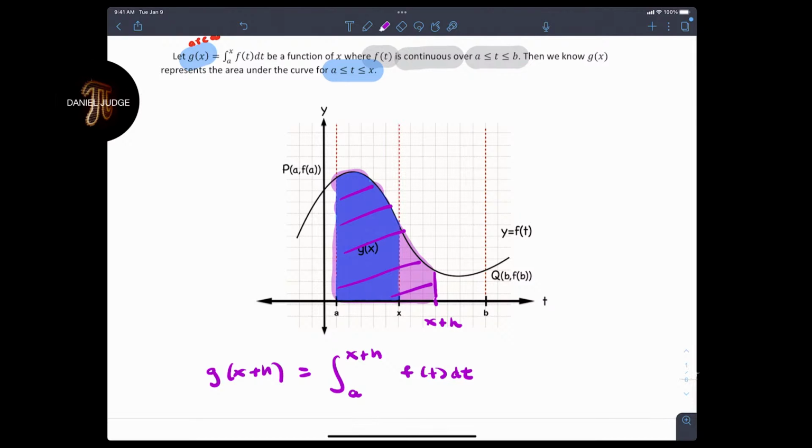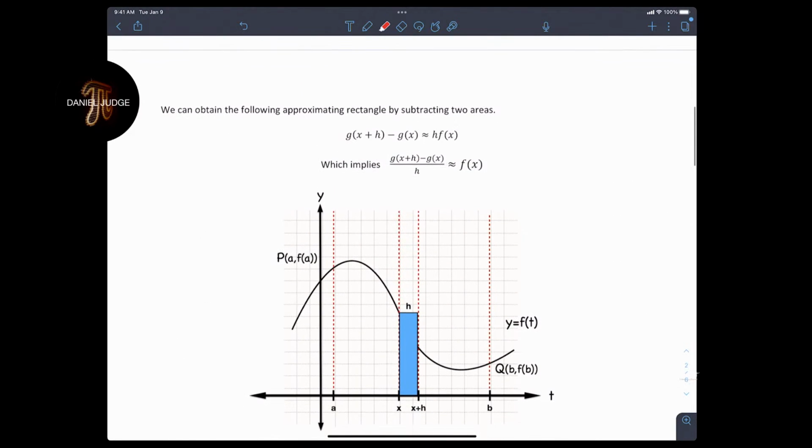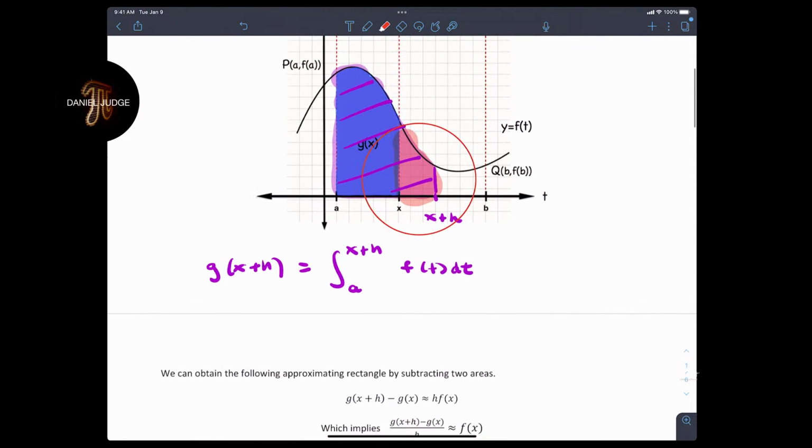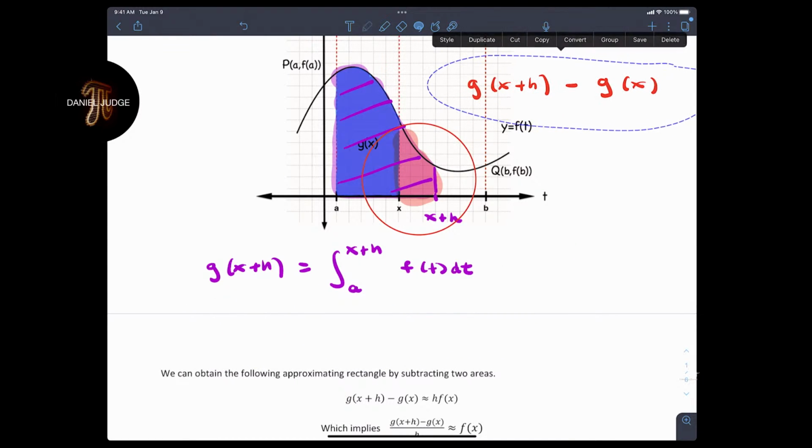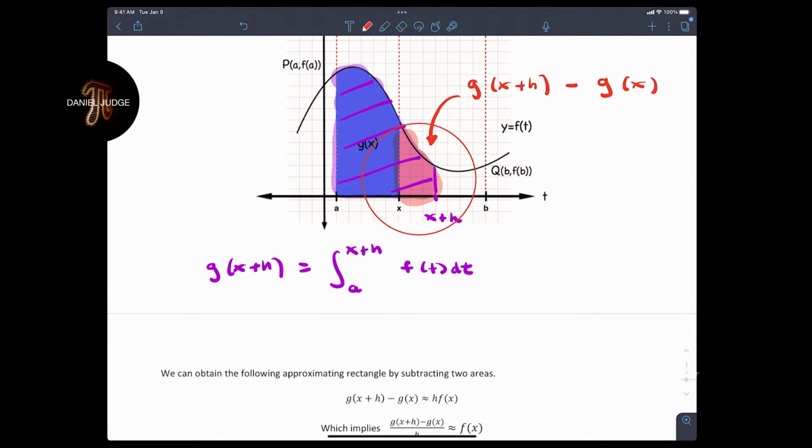Now, the reason I do this is because what I want to focus on is this portion of the curve here. I want you guys to focus on that middle portion in red, because I'm going to define how we get that portion. This red portion is the area from x to x plus h. Now, we'll obtain this by subtracting the two areas. To get that red area, it is simply the x plus h area in purple minus the g of x area. This is the difference that I'm describing in red. So that's the difference.